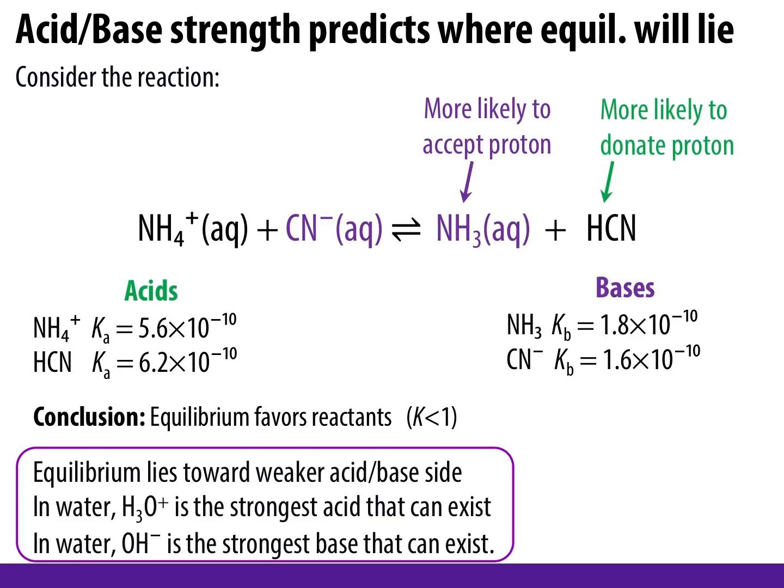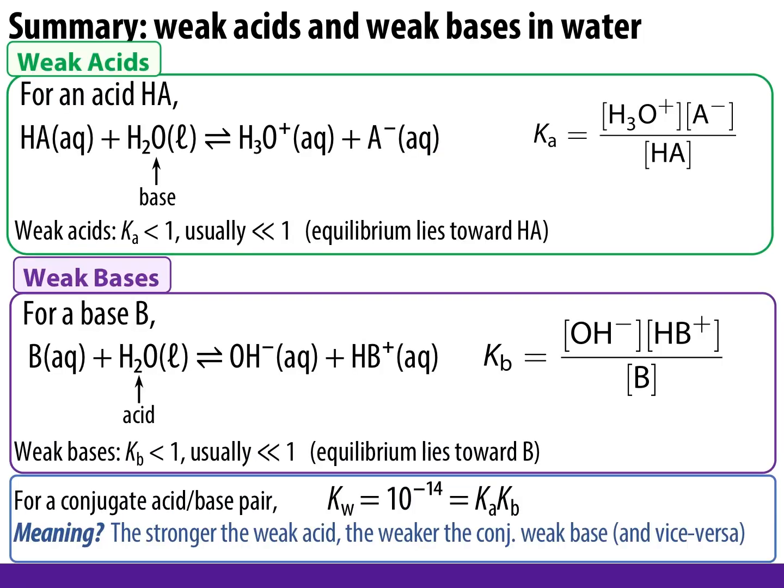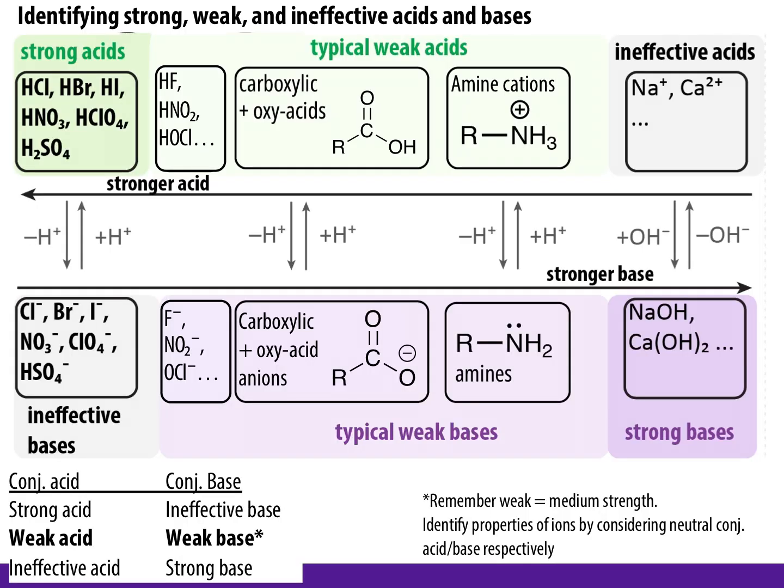In this case, for this problem, it turns out that NH3 is a slightly stronger base, and similarly, HCN is a slightly stronger acid. So this is a slightly stronger base. It wins the fight for the proton, which means equilibrium favors reactants, and we end up with these as well. Here is our overall summary information of weak acids and bases. Another view of that key information about identifying strong, weak, and ineffective acids and bases. This is really going to be the key skill going forward that we'll need to solve different types of acid-base chemistry problems.